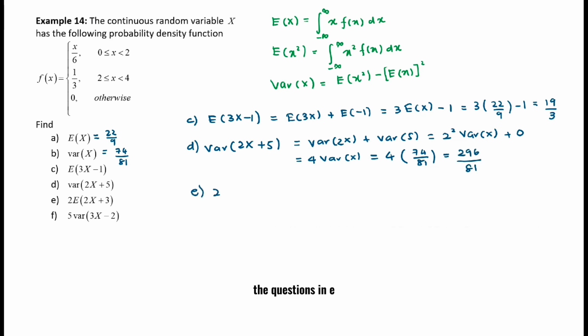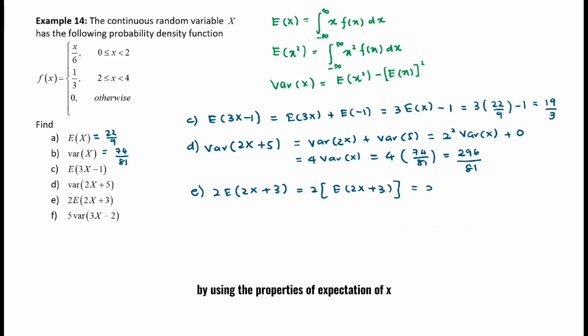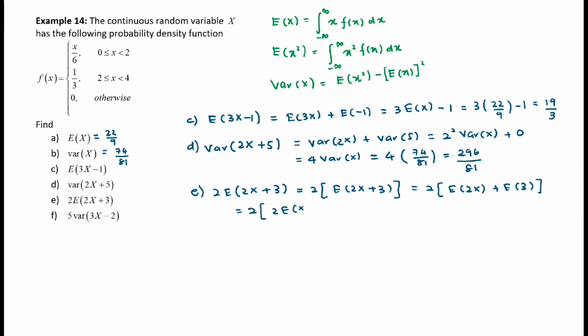For question E, we want to find 2 times the expectation of 2x plus 3. By using the properties of expectation of x, we have 2 times the bracket of 2 times expectation of x plus 3. Simplifying this will give us 142 over 9.